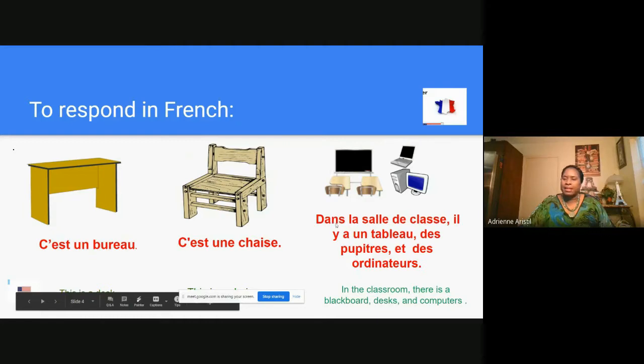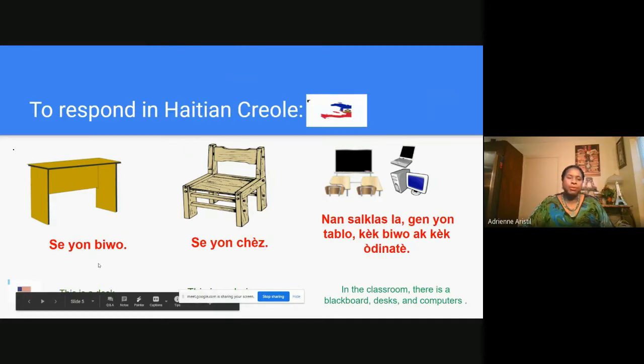En français, dans la salle de classe, il y a un tableau, des pupitres et des ordinateurs. C'est un bureau, c'est une chaise. That was for French, to respond in French. Now, to respond in Creole, you will say, c'est yon bureau, c'est yon chaise. Nan sal klas la, gen yon tableau, kek bureau, ak kek ordinateur.